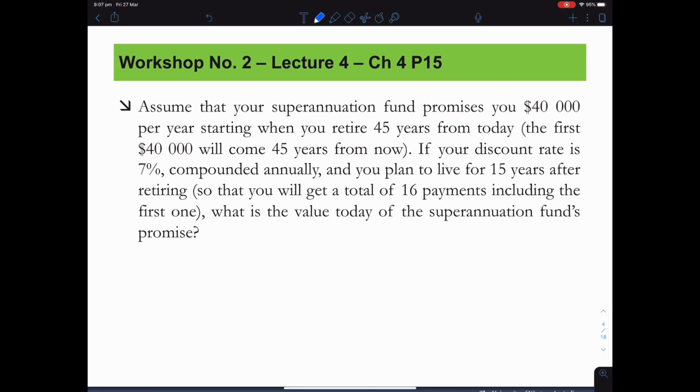Assume that your superannuation fund promised you $40,000 per year starting when you retire 45 years from today. The first 40K will come 45 years from now. If your discount rate is 7% compounding annually and you plan to live for 15 years after retiring, that's very generous to the government, right? You actually decide to live only for 15 years, so that you will get a total of 16 payments, including the first one. What is the value today of the superannuation fund's promise?